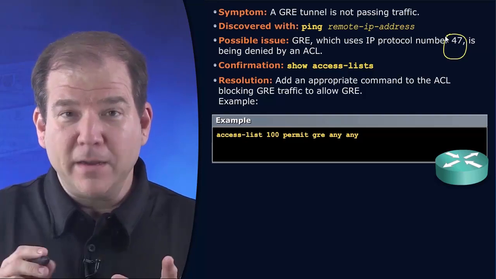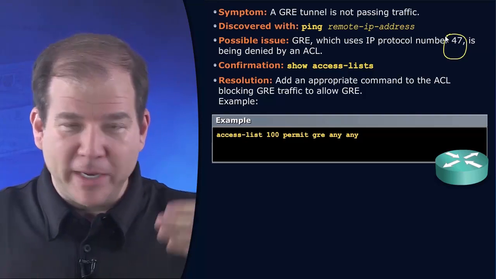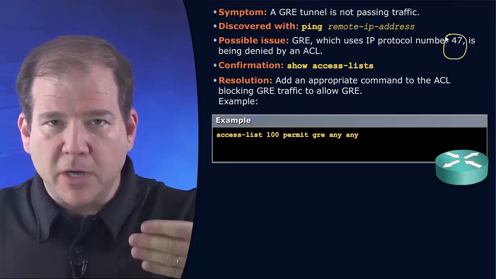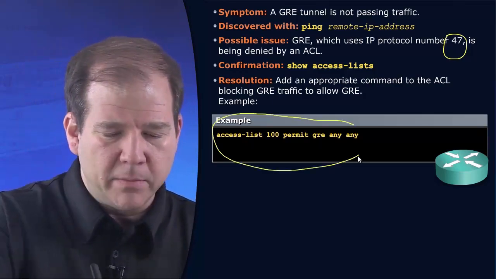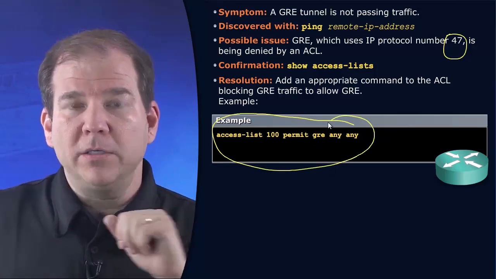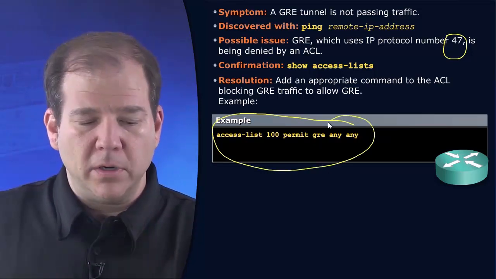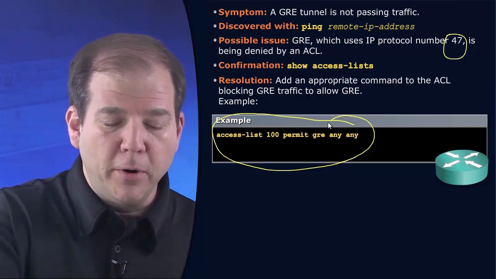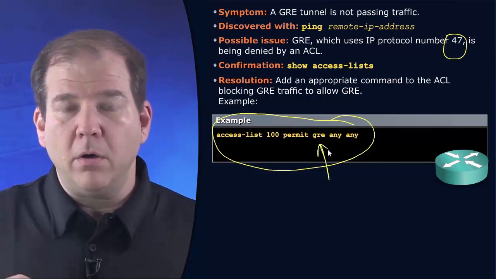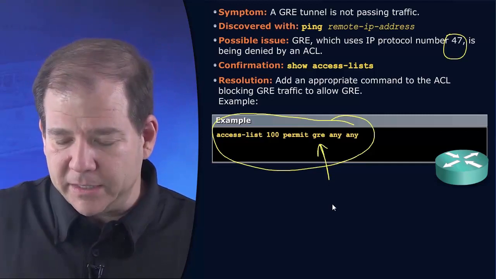How do we fix that? Well, we need to go find where that access control list is. We can just start inspecting routers each hop along the way if we suspect that's what's going on, and we can give a statement much like this. We can just add on to whatever access control list is currently existing, something to the effect of what we see on screen. We want to permit the GRE protocol from any source to any destination.